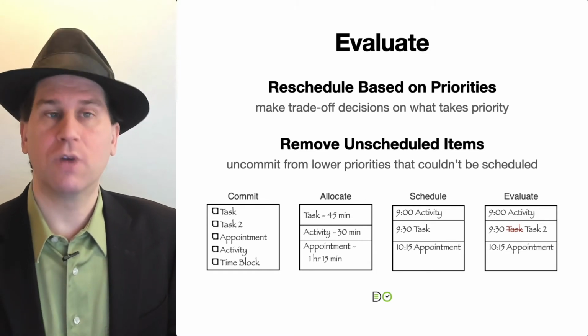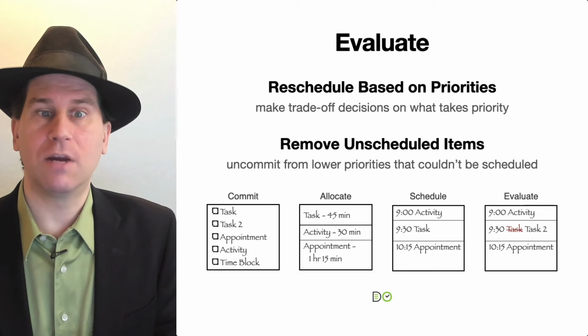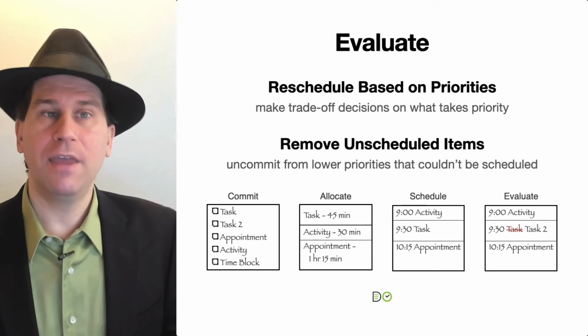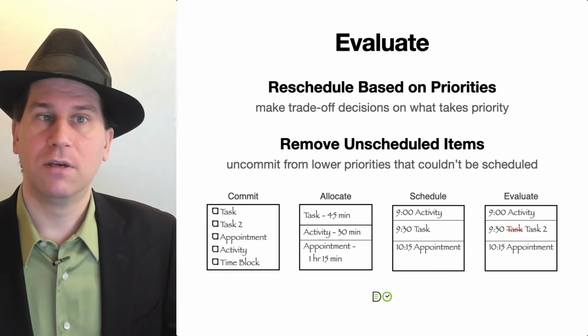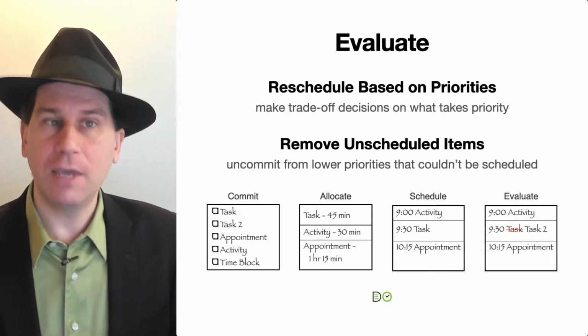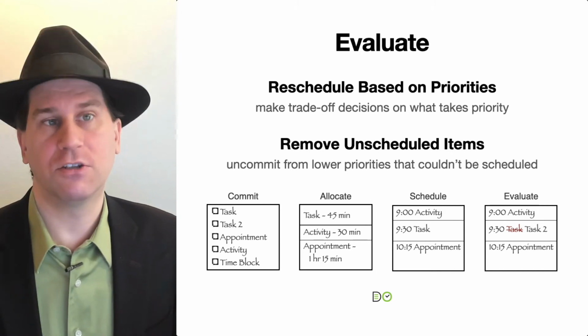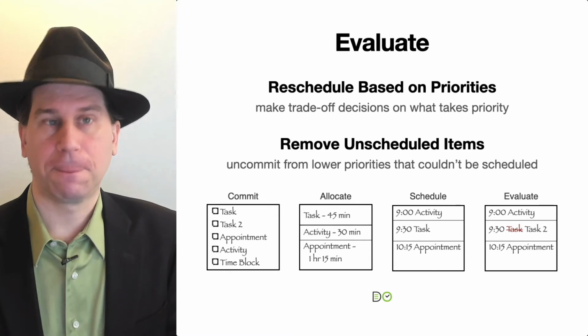And by doing this, we're building the optimal schedule that meets our priorities the most. And then what we want to do is remove the unscheduled things from our list, because we don't have time to achieve them. If we keep them on our list, they're going to distract us throughout the day. So by removing them, it helps us stay more focused.